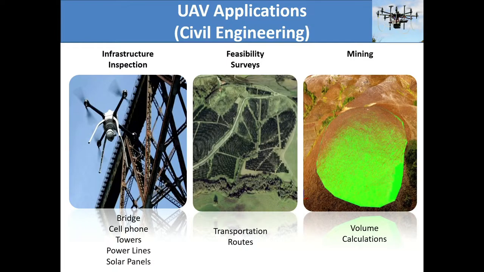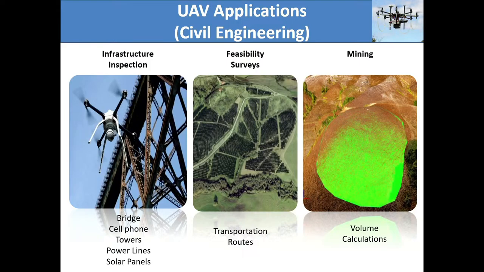Next you see some applications related to civil engineering. So infrastructure inspection. You can use it for inspection of bridges, cell phone towers, power lines, solar panels. Whenever we are setting up huge solar panels, it is very difficult to monitor manually. You cannot go and monitor individual cells. So you can simply fly a drone, maybe fitted with a thermal camera, and you can detect the faulty cells. So even solar panels and wind turbines, transmission line monitoring, all these things you can do using drones.